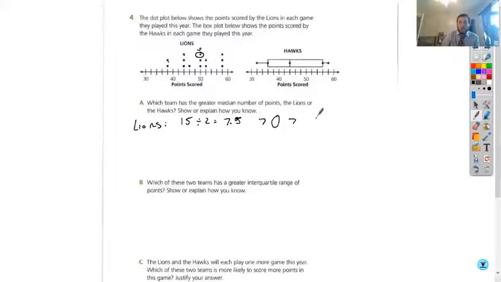So for the Lions, our median equals 50. Now for the Hawks, if we want to find the median, it's a little bit easier because we have our box plot here. The median is just the middle number, and it's represented by this middle line here in the middle of our box. So if we go down, we can see that this median is actually 44. So the Hawks, the median is 44. So which one has a greater median? The Lions have a greater median.